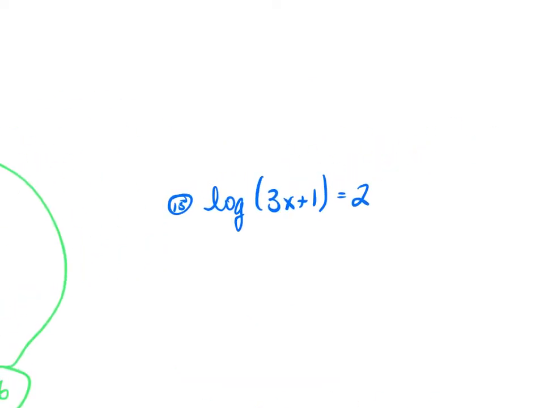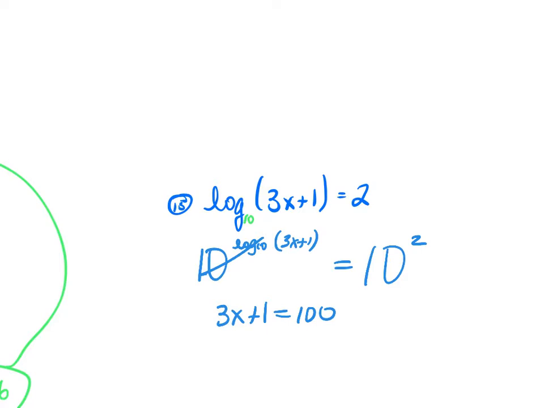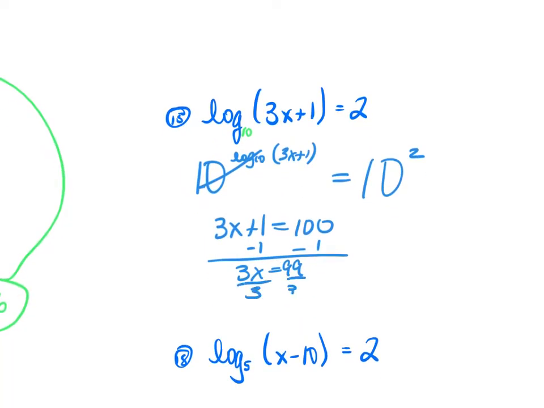All right, when we come to 15, I have log 3x plus 1. That log is stuck in there with the 3x plus 1. So remember, this is log base 10. So the opposite of log base 10 would be exponential. So I have 10, and then I have log 10, 3x plus 1. What you do to one side, you do to the other. So I have a big 10, and then I'm going to put my exponent of 2 in the exponent. 10 log 10 cancels out. I have 3x plus 1 equals 100. And now we just solve a basic equation. Subtract 1 from both sides. I get 3x equals 99. Divide both sides by 3, and I get x equals 33.